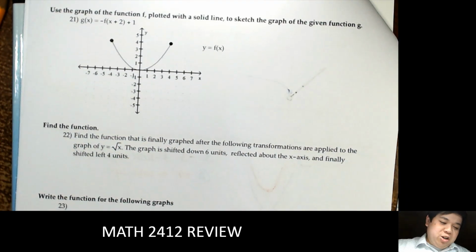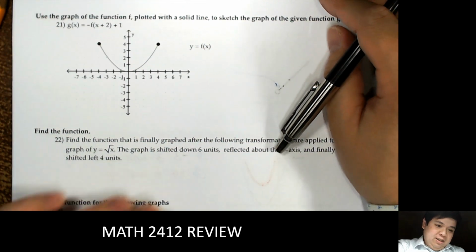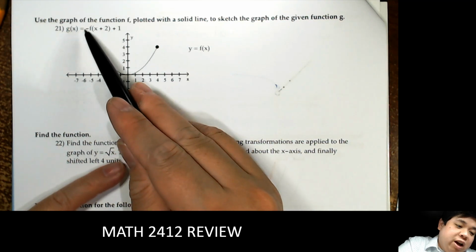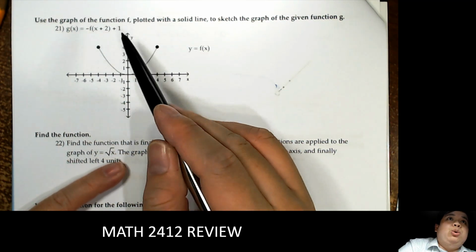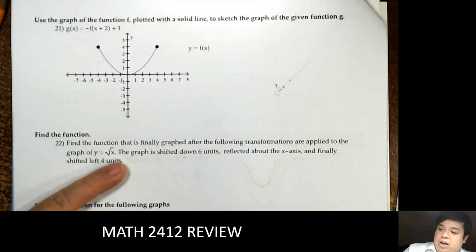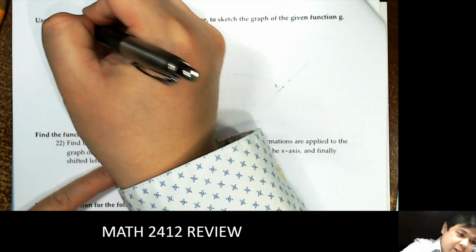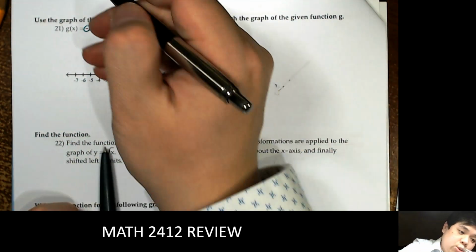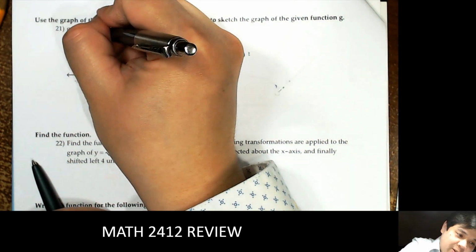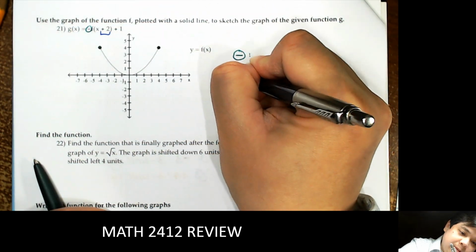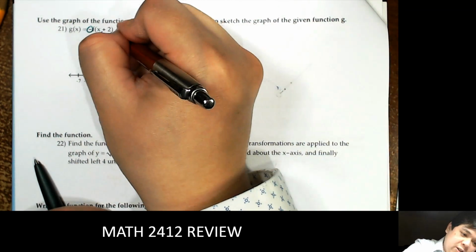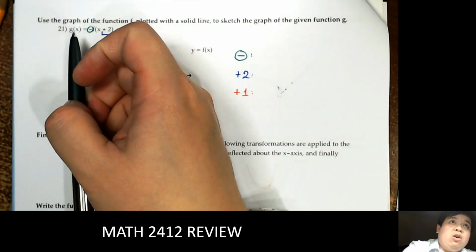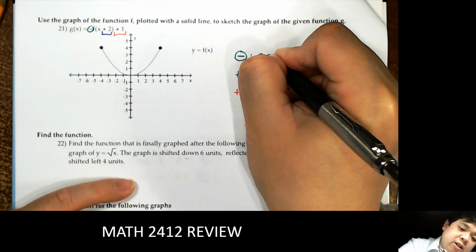Right. Next, more transformation. The graph of the function is given. Next, we have negative of x plus 2 plus 1. So we have the negative here, the plus 2, and then the plus 1. The negative here on the outside should reflect vertically.